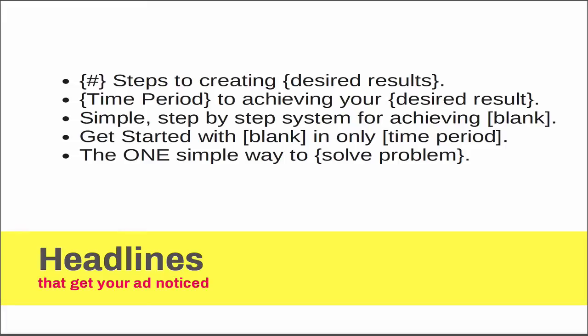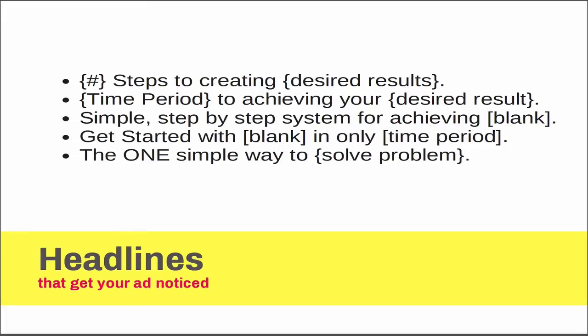So something to keep in mind, and these are just some fill-in-the-blank examples that I pulled: anytime you can add a number, like 7 steps to creating whatever the results are, or a time period, like 30 days to achieving whatever it is, or a simple step-by-step system. That's always a really good one. Get started with blank in only 7 days.